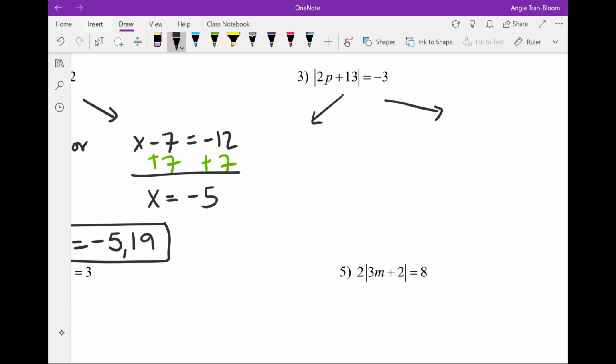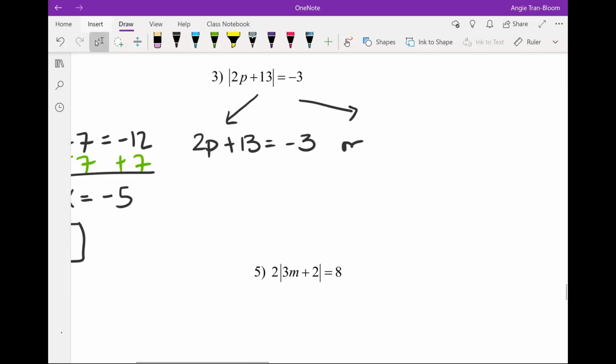First equation, Diego, give me your first equation. 2p plus 13 equals negative 3. Emily, second equation, what did you write? 2p plus 13 equals 3. Good. Okay, so go ahead and solve for both.